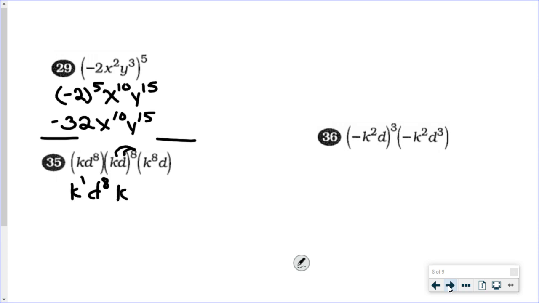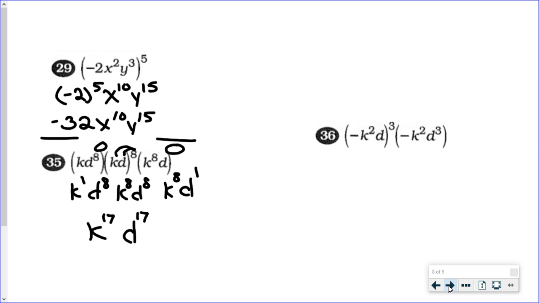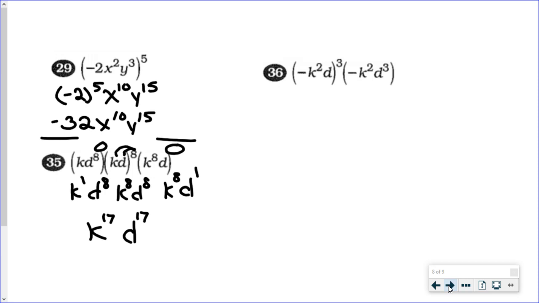Remember, this is k8 d8 because that has to go to both terms. And this is k to the 8th, d to the 1st, because there's no powers out here. So that's the only one I distribute. Okay, so now I have k to the 1 plus 8 is 17. And d to the 8 plus 1 is also 17. Be careful, even I make mistakes.